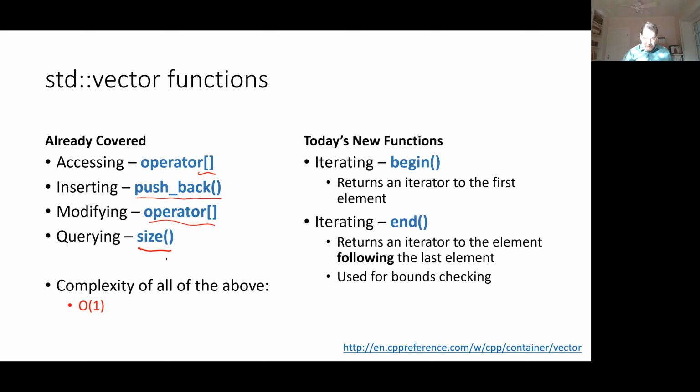Today, we're going to learn some new functions that work with vectors, but not only vectors. They work with the other container classes too. So begin, which returns an iterator to the first element, a pointer to the start of a vector. And end, which returns an iterator that is just past the end of the vector. You use that to see when you are beyond the end of the vector. All of these are fast. Every function that I just talked about is order 1, so very fast.